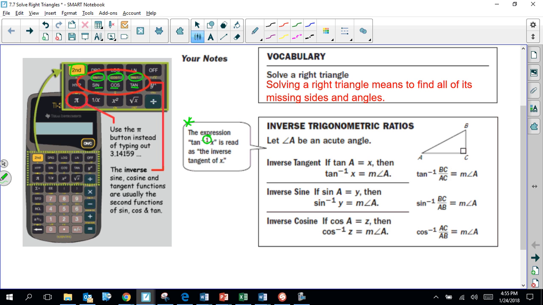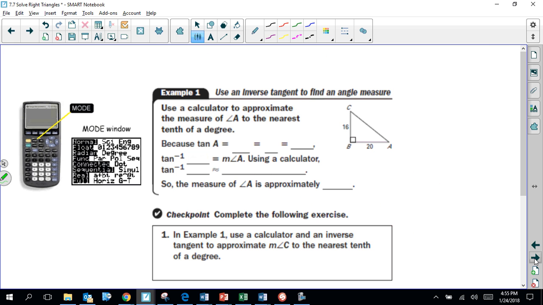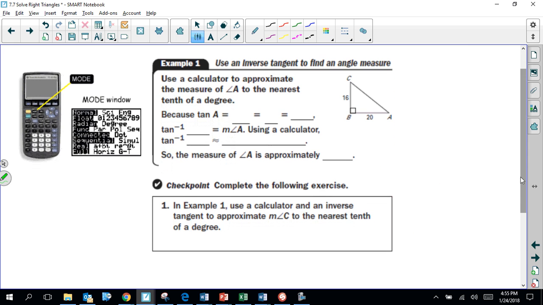And when I do, it would say something like tangent -1, and it'll just open it up with the parenthesis, and then you can just put whatever that ratio is inside of its own set of parentheses and hit enter, and it'll give you the value of an angle rather than trying to find a side. So here, this is where we're going to practice finding the measure of an angle.